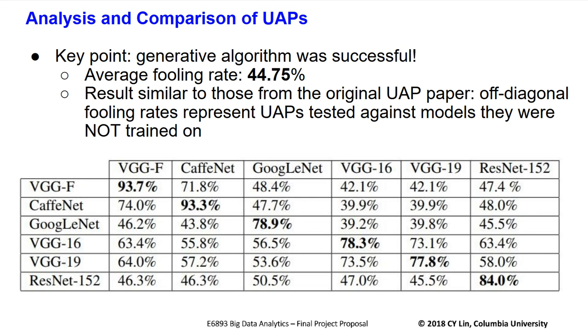If you compare this to the results of the original paper here, you see the off-diagonal values, which correspond to UAPs trained on one model and tested against another. That 44.75 is definitely in the hunt of all these other ones. So I consider that a really big success of this approach.